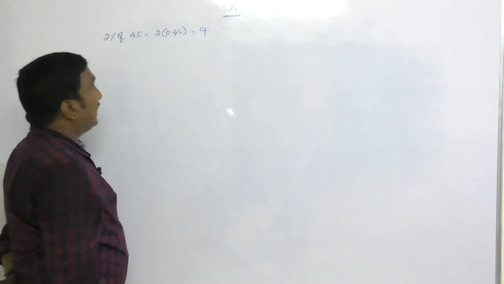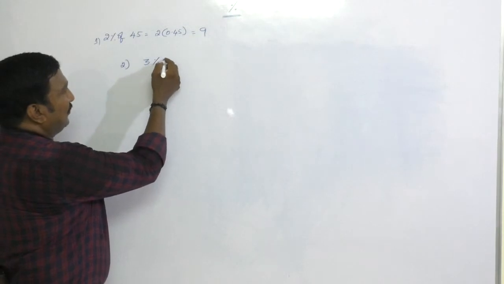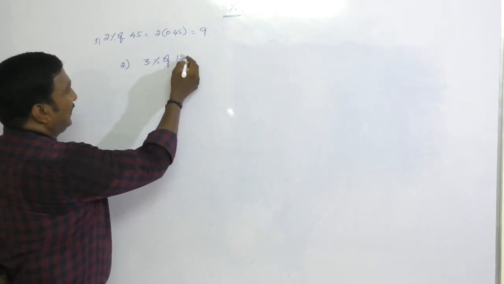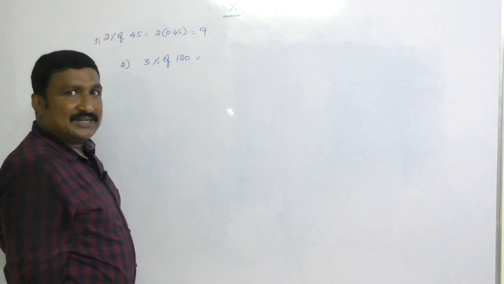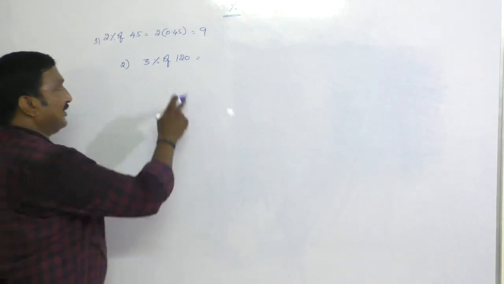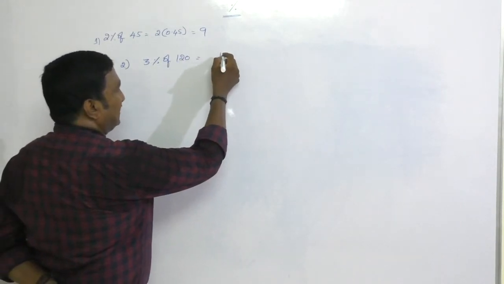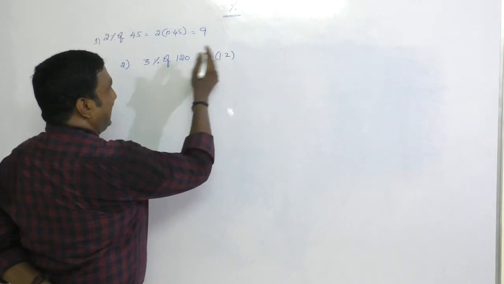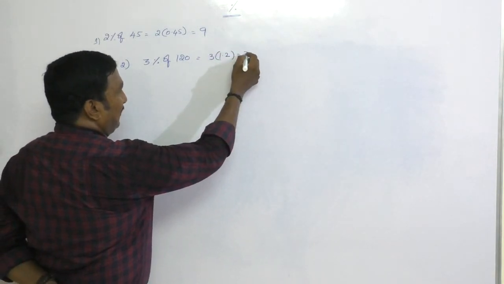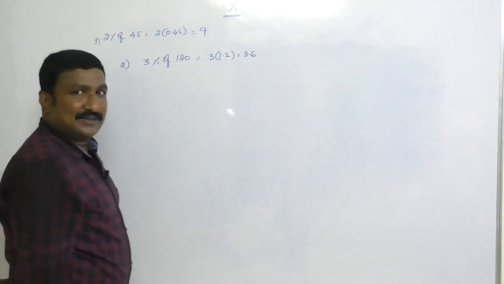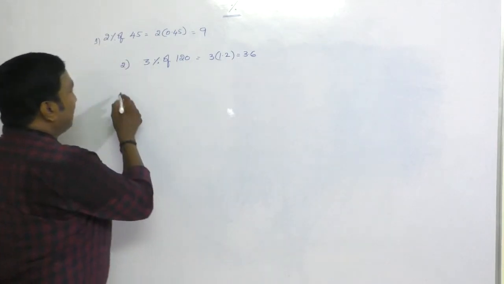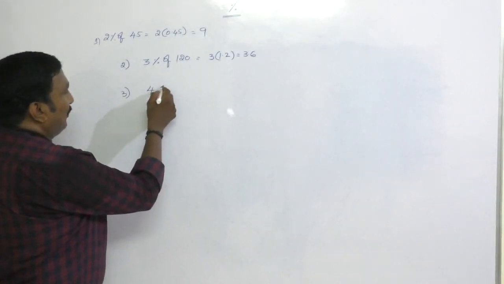9 will come. Similarly, I want to calculate 3% of 120. So what is the 3% of 120? 1% is equal to 1.2. 3 times of 1.2 is equal to how much will it come? 3.6. Okay, now friends.